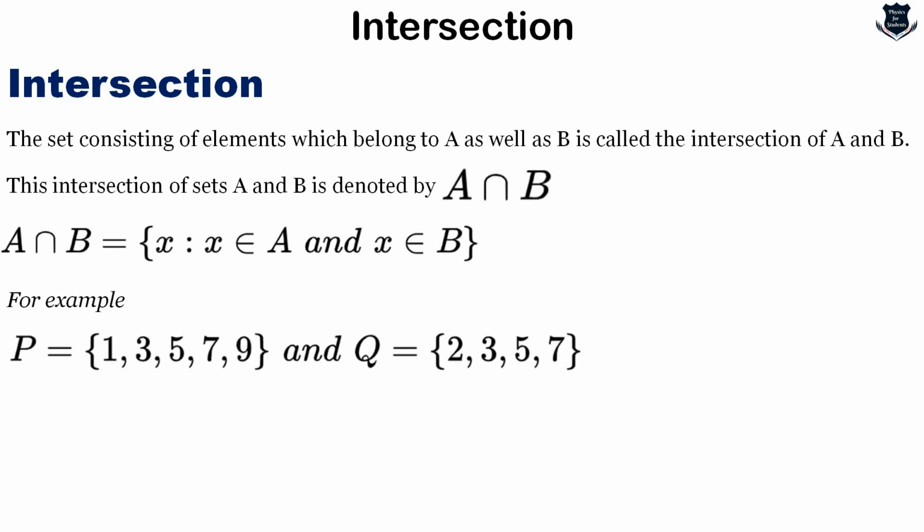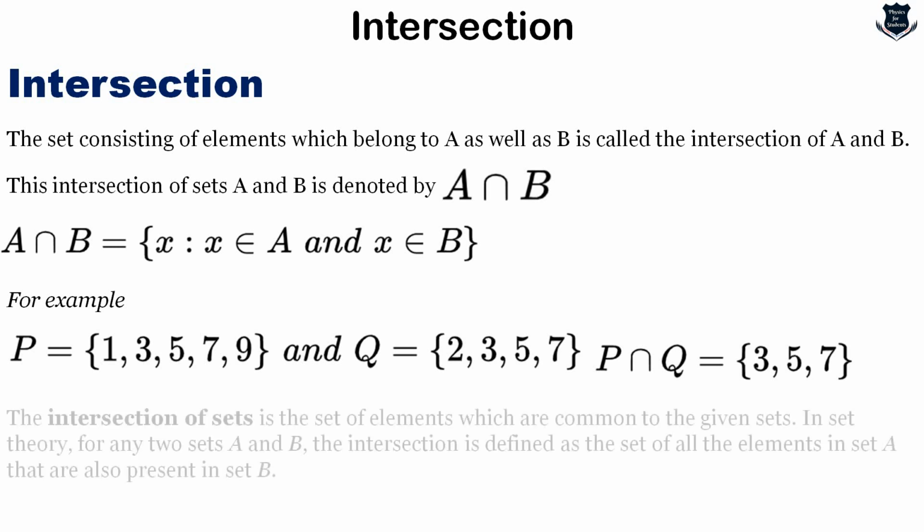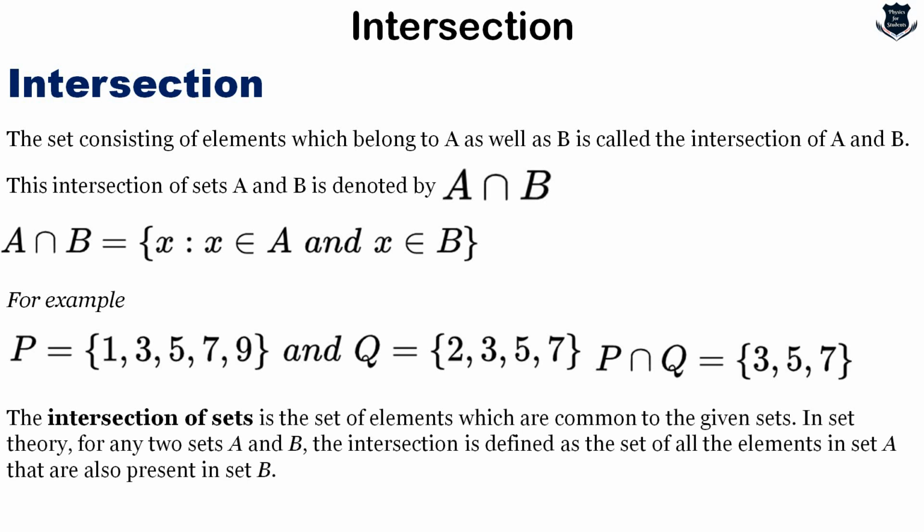For example, we have taken the same P = {1, 3, 5, 7, 9} and Q = {2, 3, 5, 7}. Then P ∩ Q would be only the common elements of P and Q: 3 and 3, 5 and 5, 7 and 7. We have discarded 1 and 9 because we are taking the intersection, which means we take the common elements. So the intersection of sets is a set of elements which are common to the given sets, something which is common to P and to Q.